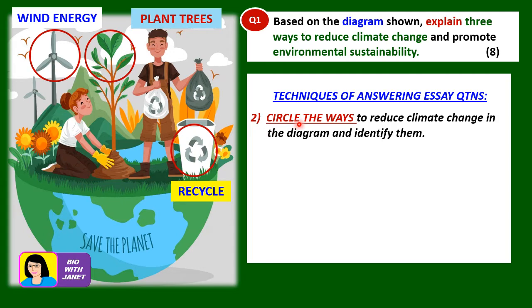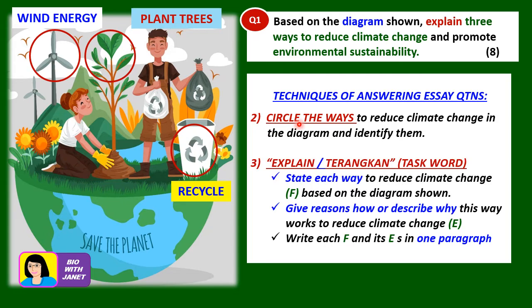So how are you going to structure the answer? Now, since it's 8 marks and you have to explain 3 ways, if you just state the 3 ways like this, recycling, planting trees, using wind energy, that's only 3 marks. So you have to explain each way. So state each way to reduce climate change, which is called the F, based on the diagram shown. F stands for fact, right? And then after that, you have to support your fact to get more marks. So give reasons how or describe why this way works to reduce climate change.